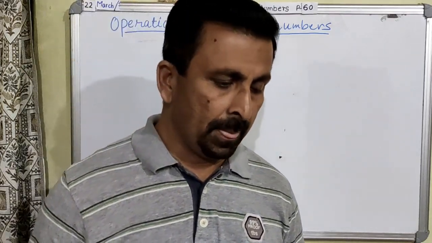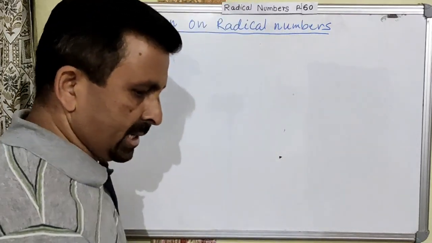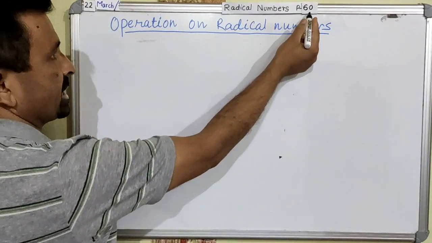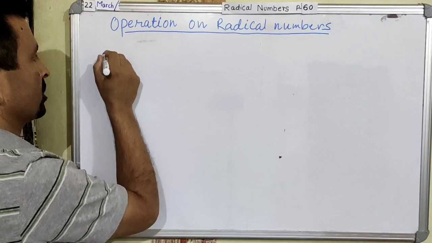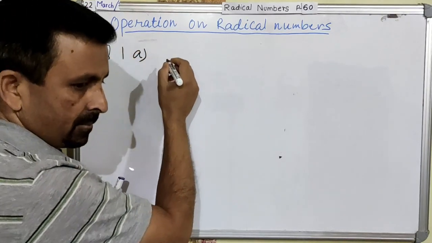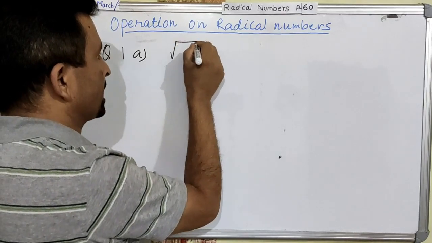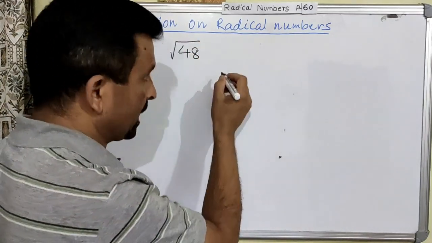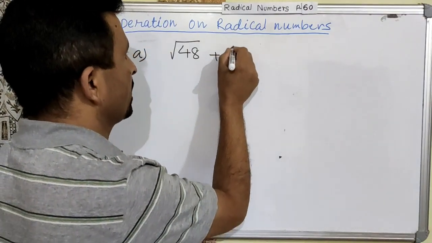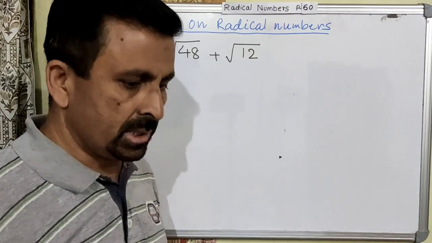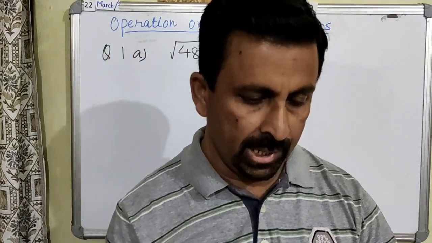So get ready. The first question we will take here is question number 1A. It is on page number 60. Exercise question number 1A. The question is root over 48 plus root over 12. So these are the two radical numbers we have to add.